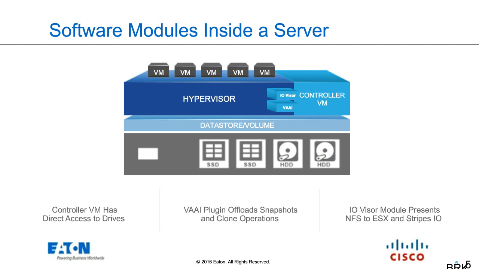And then the IO Visor module presents NFS to ESX and then figures out where all the IO is going to go. Be it a read IO, where does that data come from, or a write IO, where does that actually get laid out to maintain redundancy and reliability and performance.